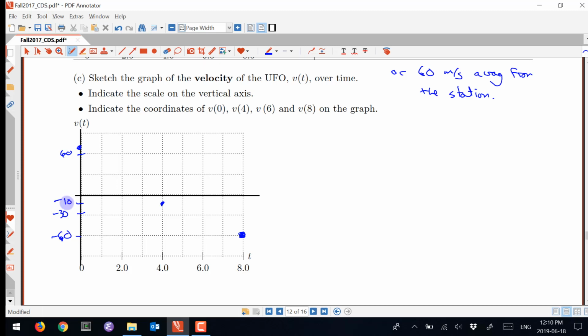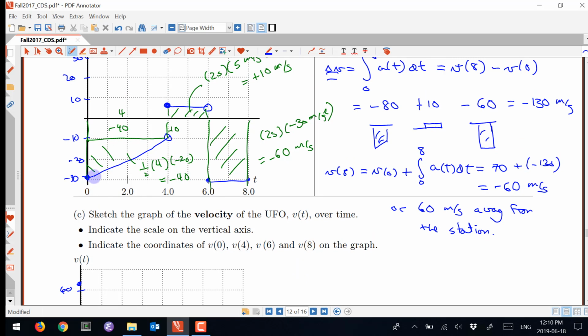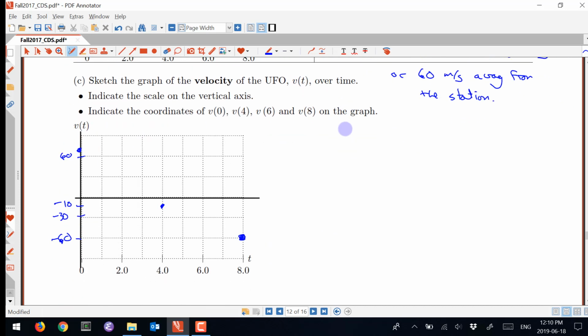And what does the shape look like? Well, the y values give us the slope. So the slope is initially negative 30. Towards the end, the slope is going to be negative 10. So we're going to have steep and then less steep. So something like that.